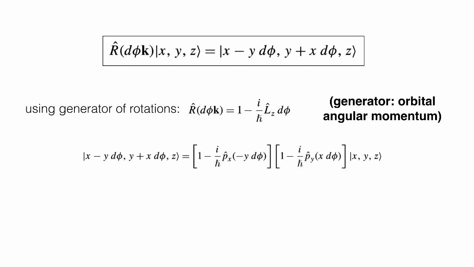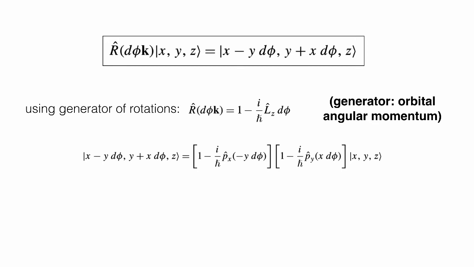Well, what's nice is this. This ket that I obtain on the left-hand side is obtained by translating the ket xyz by x d phi along y and by minus y d phi along x. But we know exactly what this is because these translations are infinitesimally small, since we have a d phi variable there in each case. So we know exactly how to do this. In fact, this is what is written there. We use a generator of translations.